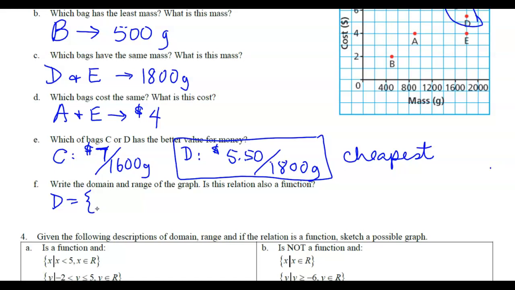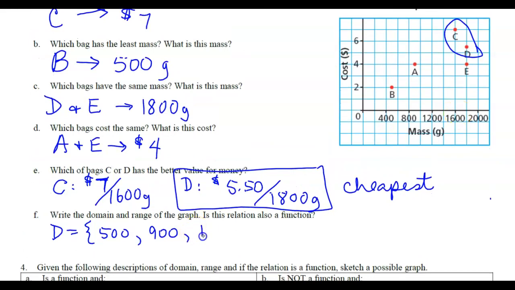Well, in this case, no, it wouldn't take, but if I said determine, then you would have to show work. So in this case, no. Okay, so here you take a look at each of the values. So that was 500, and then 900, and then 1600, and then 1800. And then the range would be 2, 4, what's that, 5.5 or 550, and 7.